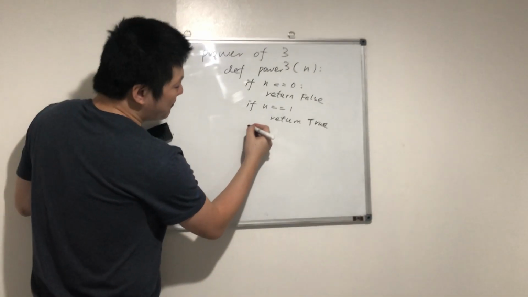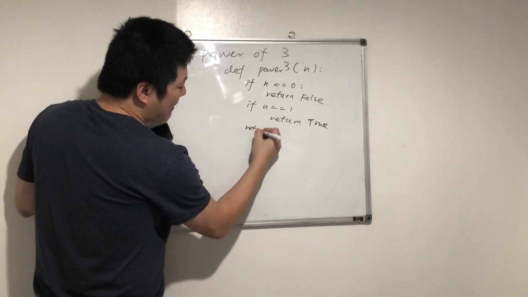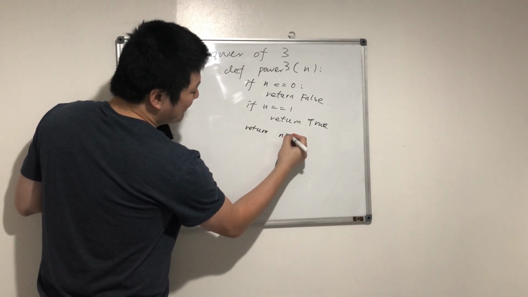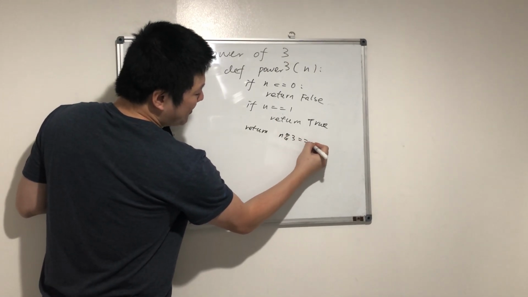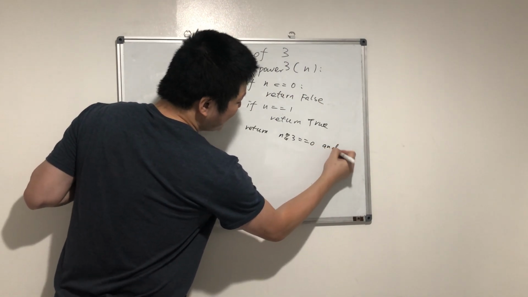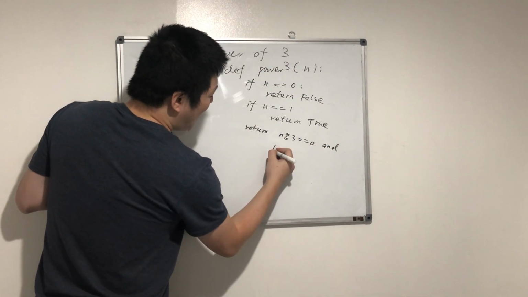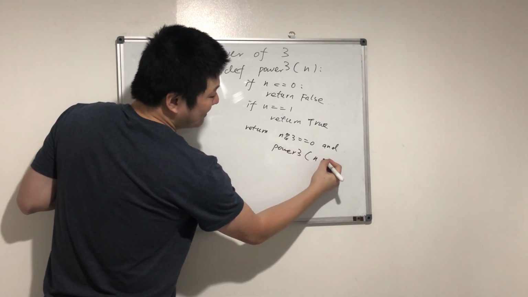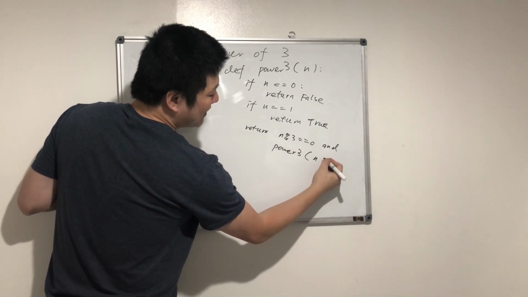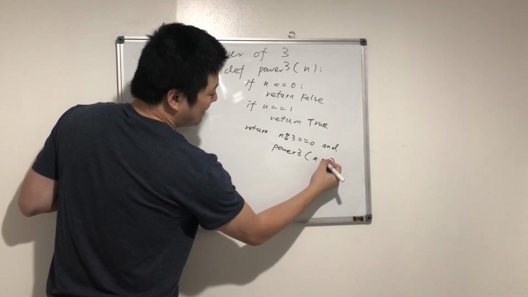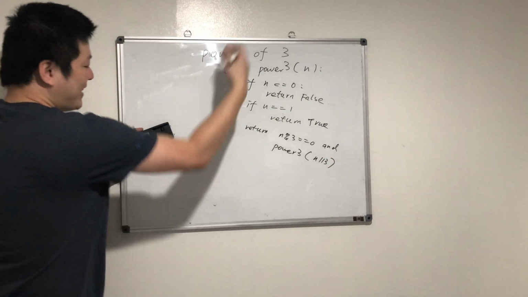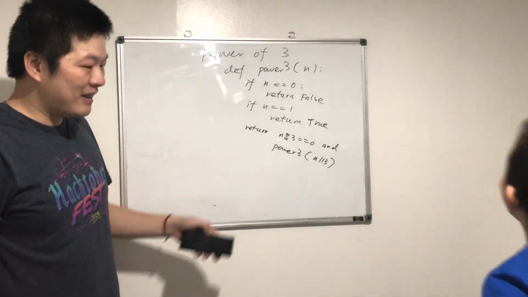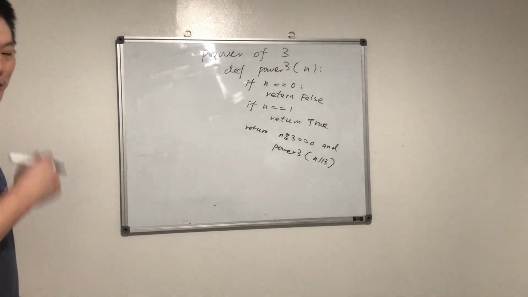Look, return n divided by 3, can be divided by 3, yeah? Equal. And you don't need the power 3 and what? What should I put here? And divide by 3. Yes, recursively. Yeah? You get it? You need to divide by 3. Okay, good job. This is one way of doing it.